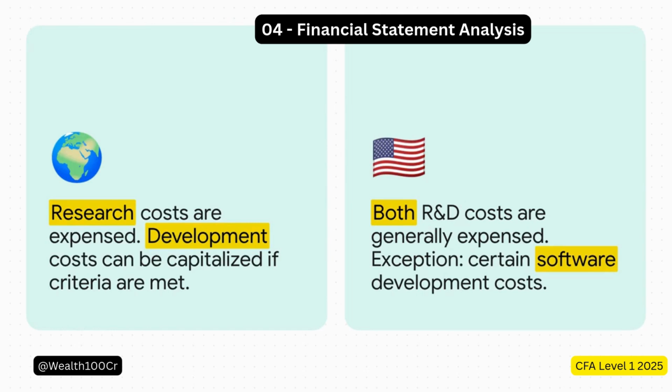Okay, pay close attention here because this is probably one of the most frequently tested differences between IFRS and US GAAP. Under IFRS, you expense the research costs, but the development costs, well, those can actually become an asset. They can be capitalized if a bunch of criteria are met. US GAAP, on the other hand, is much stricter. It generally makes you expense both research and development. The big exception is for some specific software development costs.